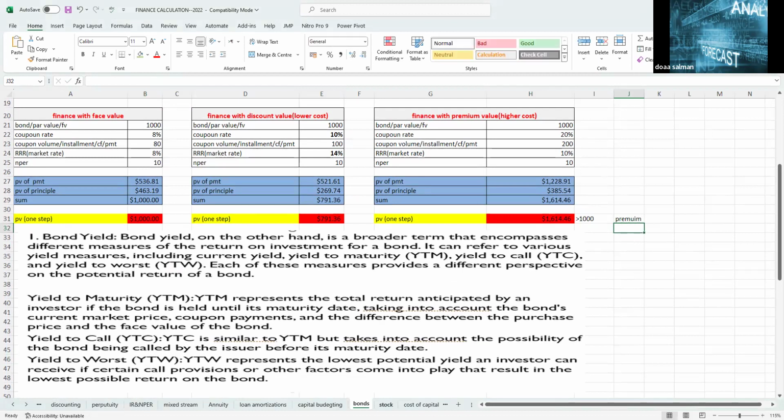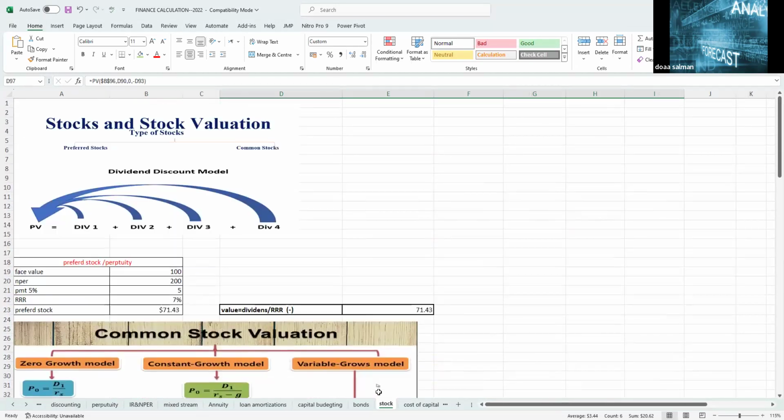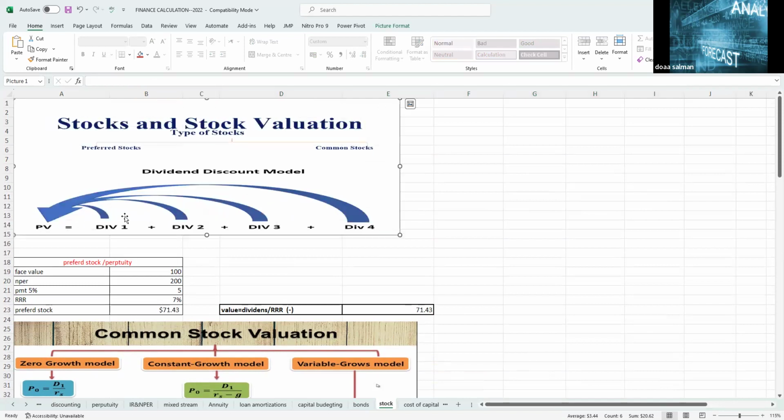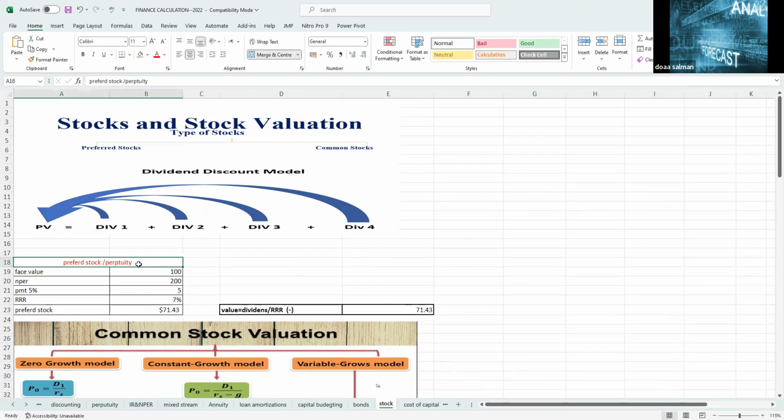Let's go to the stock valuation. In the stock valuation, it's very interesting. We're going to do the stock valuation for the preferred stock and the common stock. For both, you have to know that we are finding the present value of all the coming dividends. We will start with the easiest one, which is the preferred stock, and sometimes we say that it is a perpetuity, which lasts for a longer number of years.